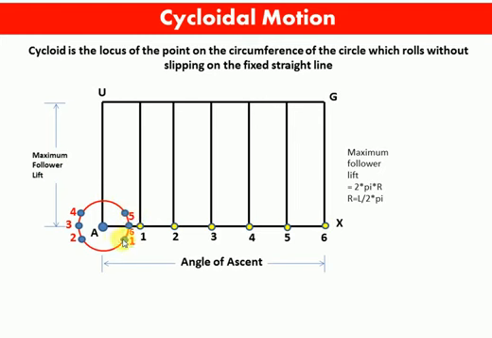Then we have divided the circle into an equal number of even parts, that is 6 here also: 1, 2, 3, 4, 5 and 6. Then join the points on the circumference, say 1 with 2, 3 with 6 and 4 with 5. This vertical line AU when extended meets line 1, 2 at small a, 3, 6 at capital A and 4, 5 at small b.